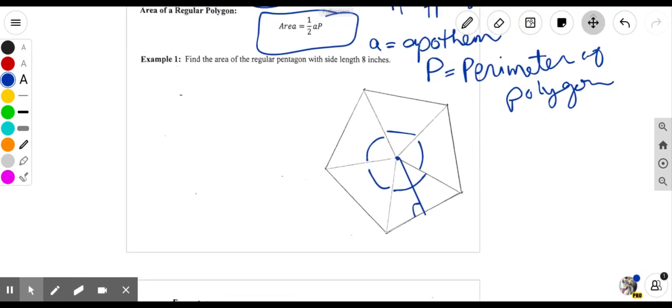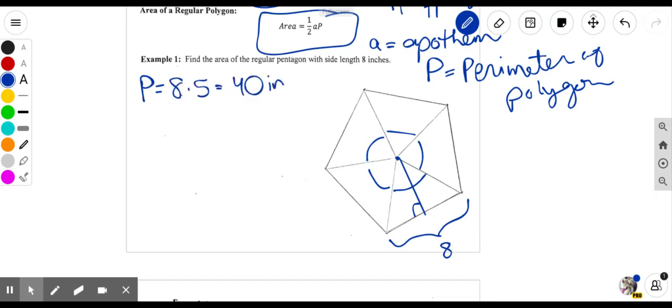Okay, so let's do our first example. It says find the area of the regular polygon with side length 8 inches. So this side length is 8 inches. This is a pentagon, which is 5 sides. So the perimeter, which we're going to need for the formula, remember, is 8 times 5, which is 40. So that takes care of that. We need the apothem now.